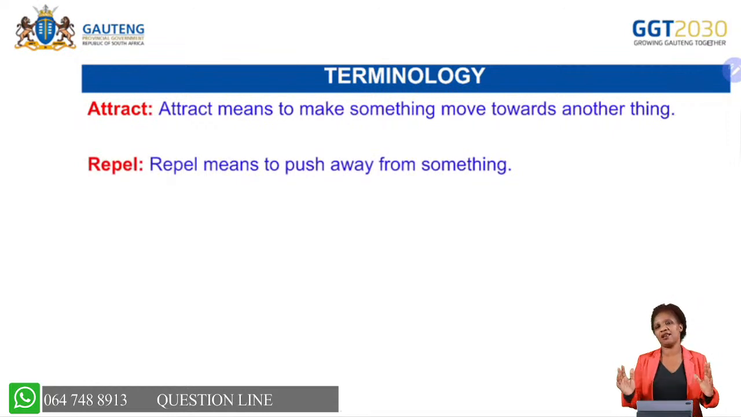And then we've got repel. If we are saying things or objects are repelling, it means that they are pushing each other away. Why? Because they are like charges. And if I say like charges, what do I mean? If it is a negative charge and a negative charge and you bring them together, they are going to push each other away. They are going to repel each other. Do you get that, grade 8? That's good. Let's move on.